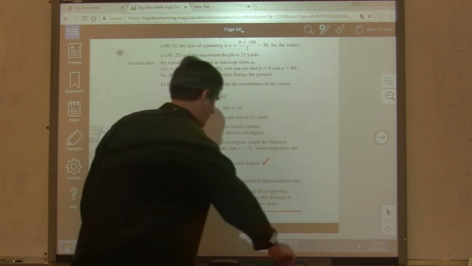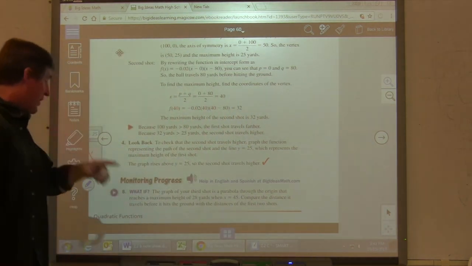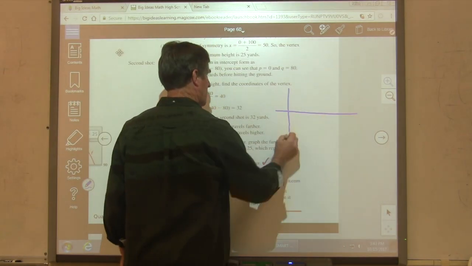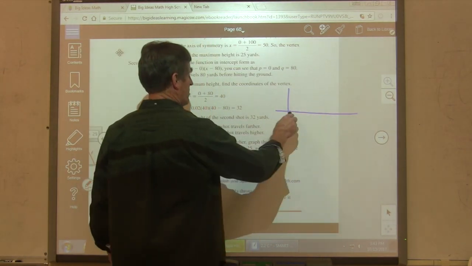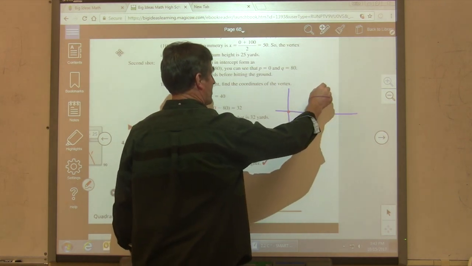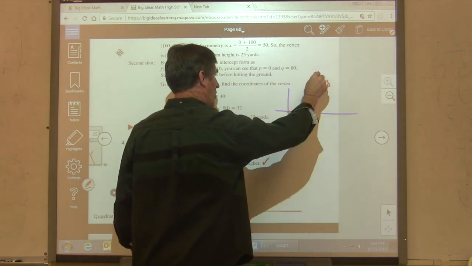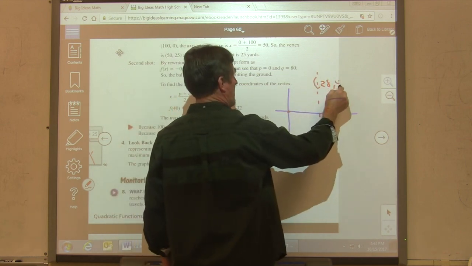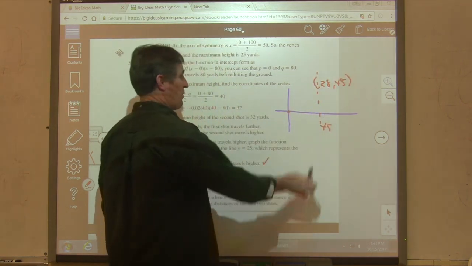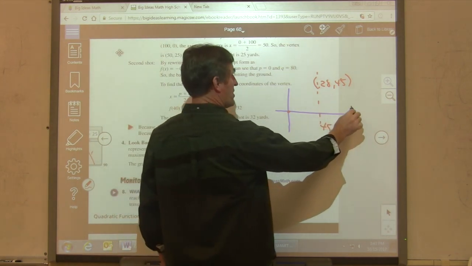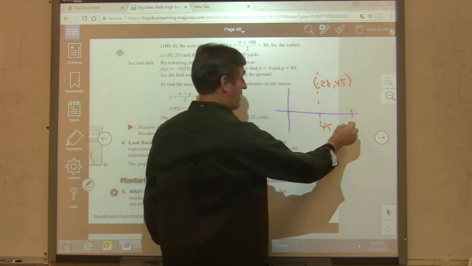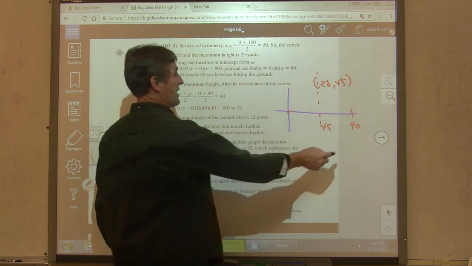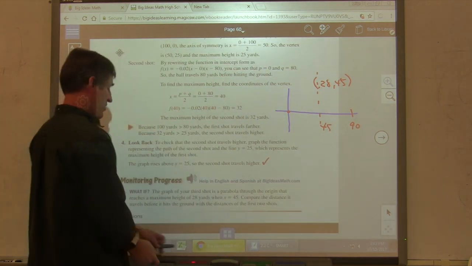So on this one, we know the maximum height is 28. We know it starts at 0. It goes to 28. But we also know that that is 45 feet out. So our vertex is at (45, 28). And so remember, if that's halfway, then we know it's going to hit 45 more feet out, so that has to be at 90. And so we now know that this shot is between the two.